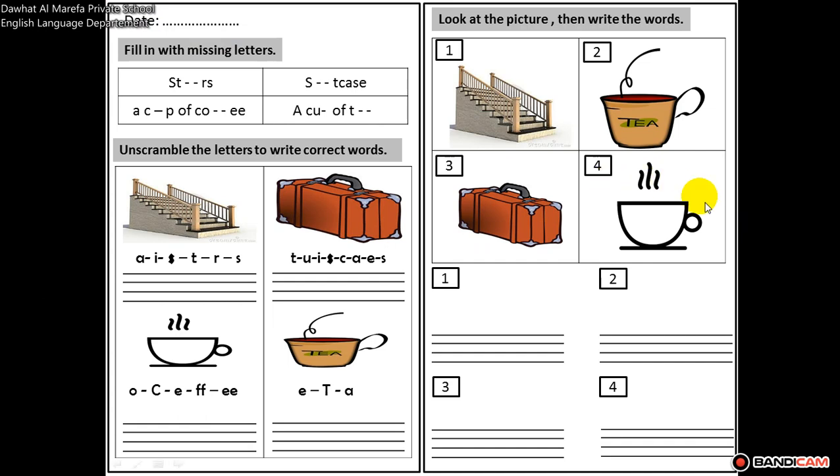Now open this page. After you finish writing the words, you are going to unscramble the letters to make words, and here you are going to fill in with missing letters. The last one is to look at the picture and write the word under the pictures here.